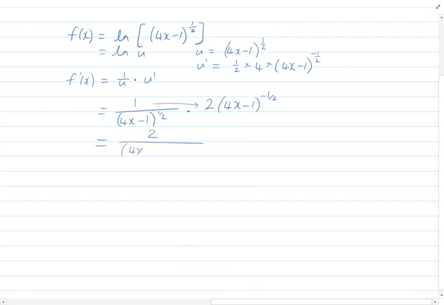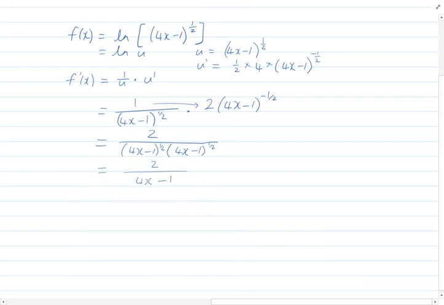and on the bottom we've got 4x minus 1 to the power of a half times 4x minus 1 to the power of a half again. And so when we're timesing things with the same indices, those indices add, and so a half plus a half is a whole, so we've got 4x minus 1 to the power of 1, which is just itself. So that's our final simplified answer.